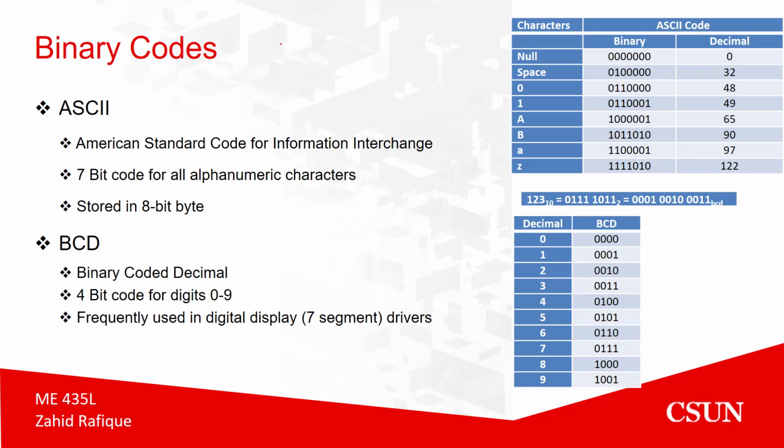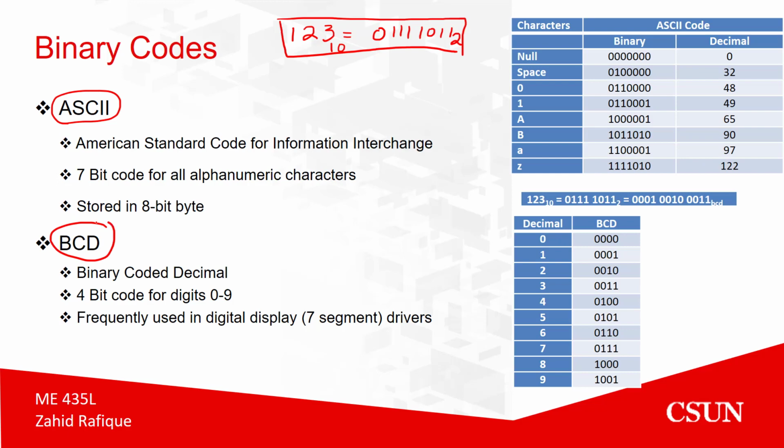So far we have discussed the natural binary numbers. A natural binary number is a direct conversion of a decimal digit into a binary number. We looked at 123, which was converted into 1111011 base 2 using successive division. Binary codes, on the other hand, are assigned binary numbers to various alphanumeric characters. While there are many binary codes available, two of the most common ones are ASCII code and BCD.